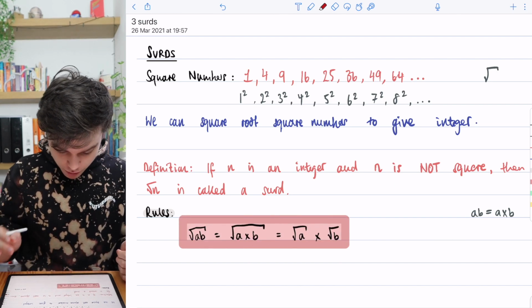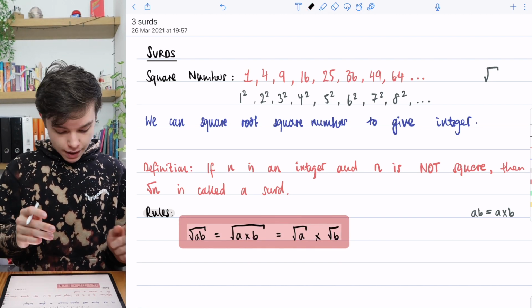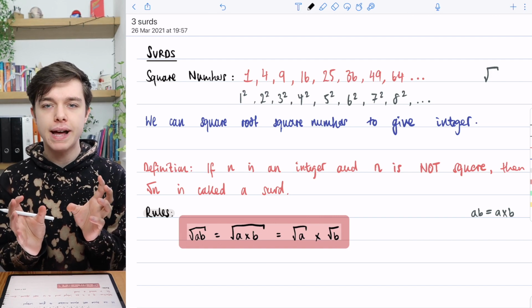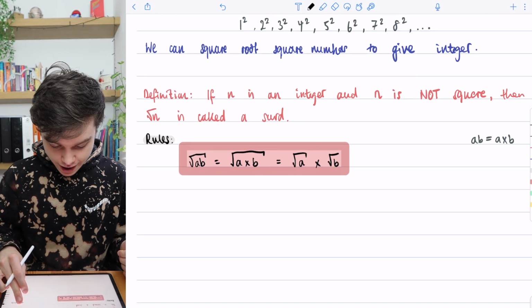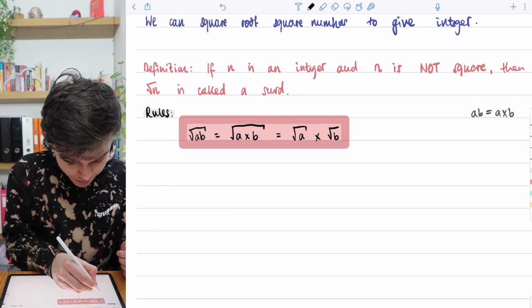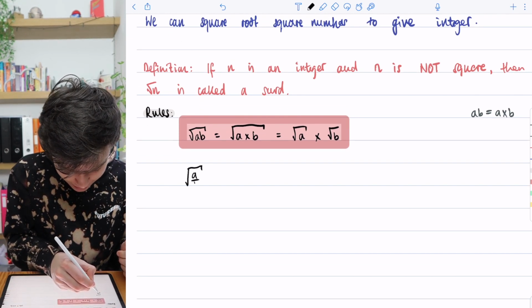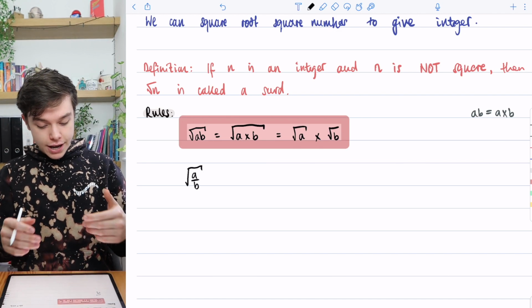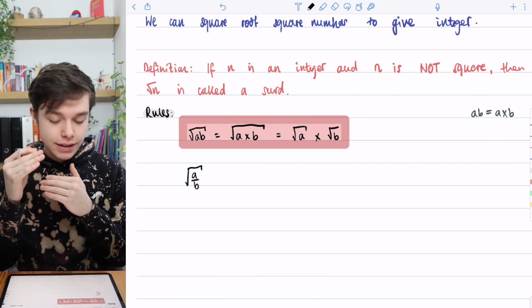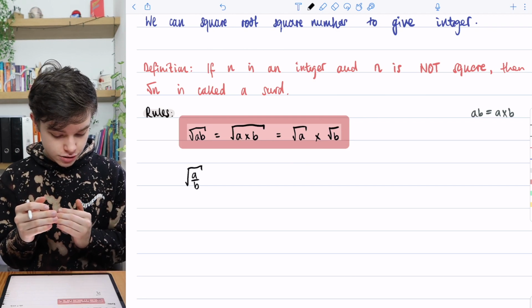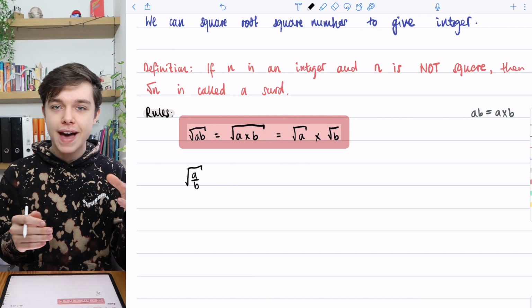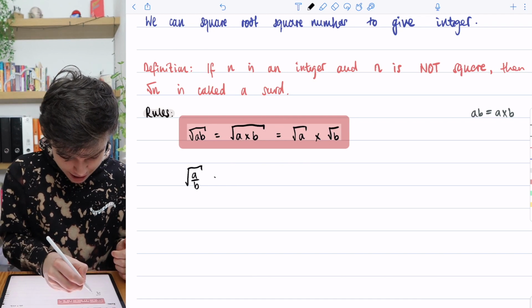Okay, if we want to have a look at another rule, well, under the square root there we were multiplying, so we must have a rule for dividing. And I'll write that one down here. If we've got the square root of a divided by b, then you might expect what we can do with that is we can distribute the square root to the top of the fraction and the bottom of the fraction. So in other words, we can have the square root of a divided by the square root of b.